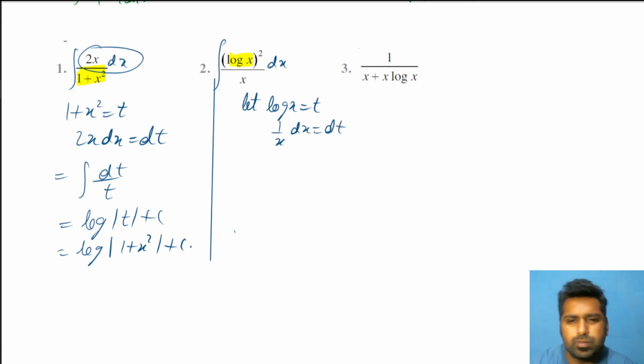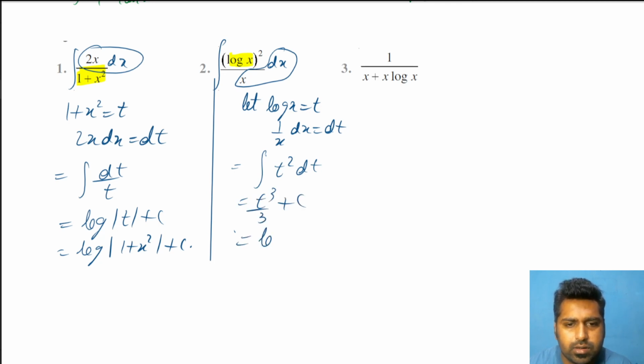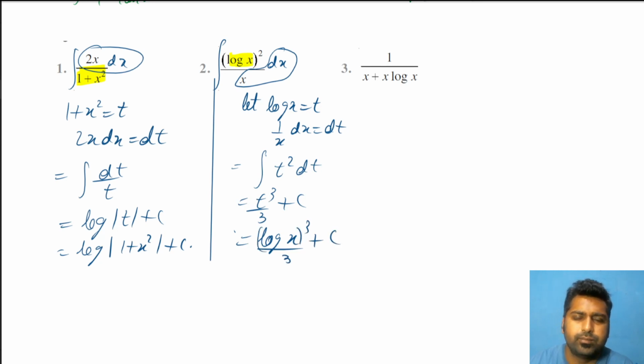You'll have to develop some knack about it. So 1 by x dx is present here, that's your dt. This log x is t, so the integral is t square dt. Integration of t square is t cube by 3 plus c. That is log x whole cube by 3 plus c.